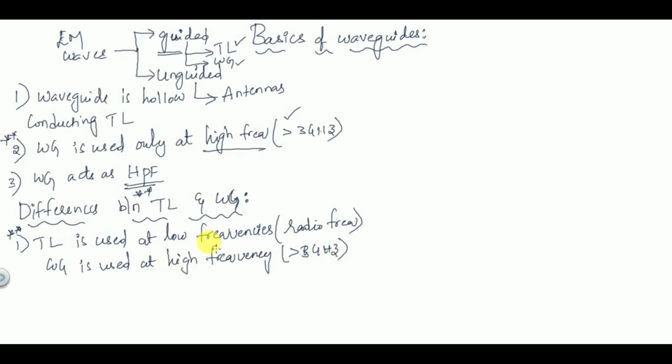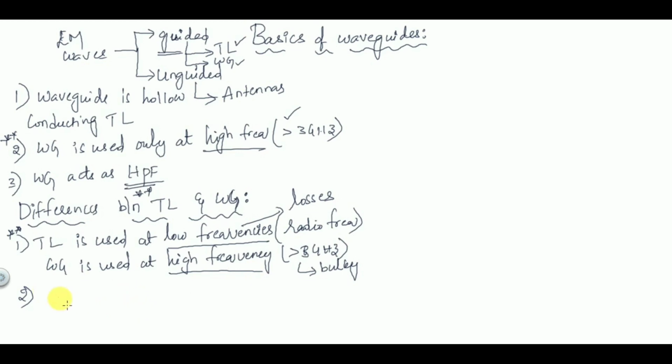If you use a transmission line at high frequencies, losses will occur. And if you use a waveguide at low frequencies, it becomes bulky. That is why a transmission line is used only at low frequencies and a waveguide is used at high frequencies. This is the first difference.